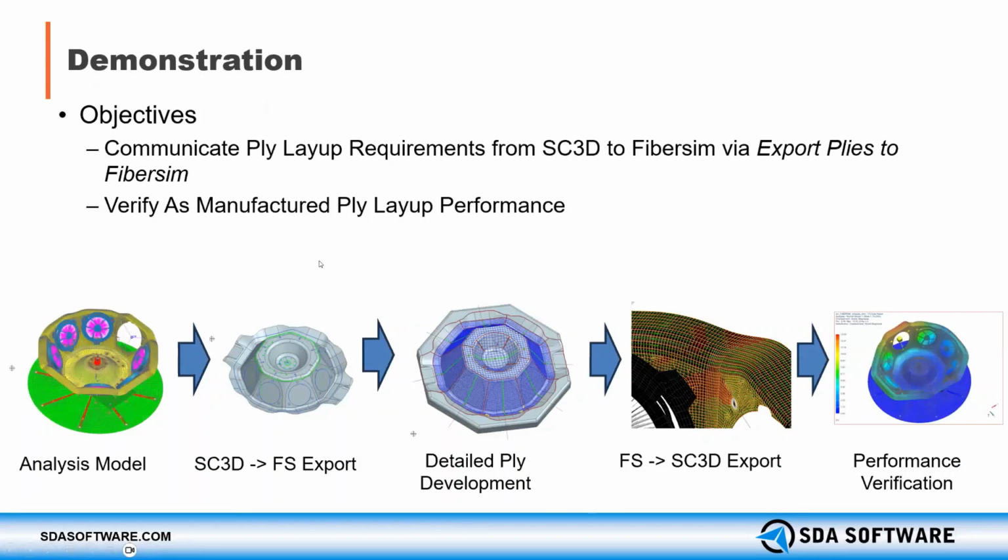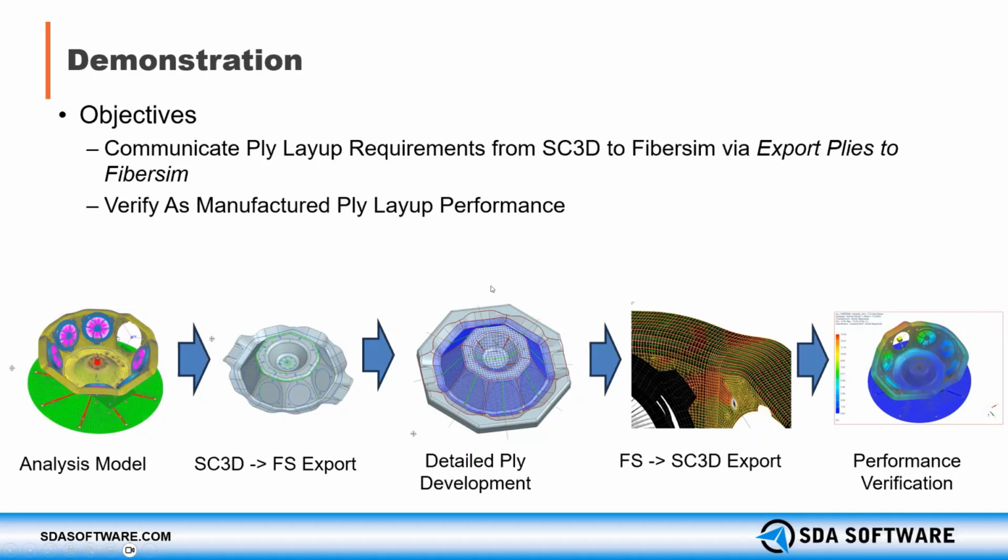So our objectives during this demonstration are really two phases. Our first phase is to communicate the ply layup requirements from Simcenter 3D via the export plies to Fibersim function. So here we're starting off with the analysis model, communicating that data out to Fibersim. Then the Fibersim engineer is able to take this data and create the designed layup.